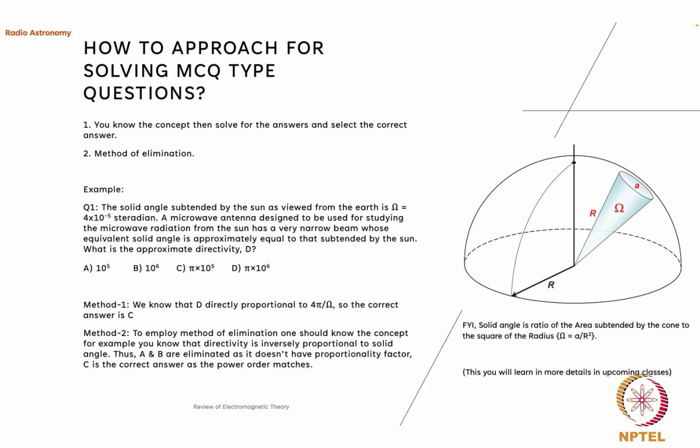So let's begin with reviewing how to solve an MCQ type question. Basically, there are only two methods to solve an MCQ type question. The first is that you know the entire concept as well as the correct formula to solve for the answer. The next method is the method of elimination, wherein you don't have the entire knowledge of these formulas and the subject matter, but you know the relations between the quantities as well as some of the concepts from which you can build on to solve the answer.